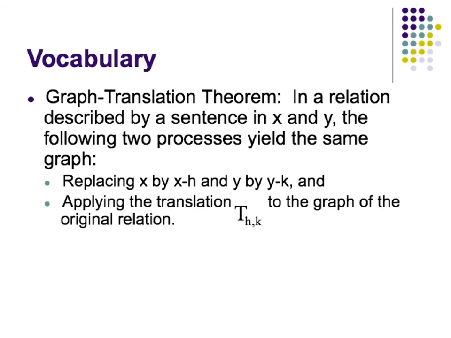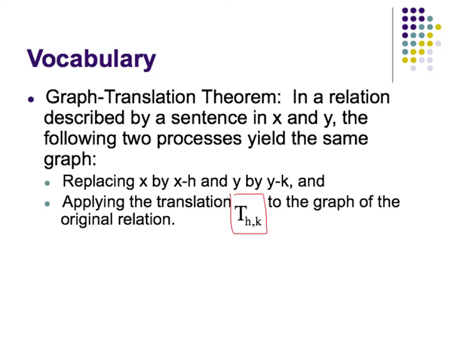The graph translation theorem says, and we learned this through our tasks yesterday, that if you have a relation that shows the relationship between x and y, the following two processes will result in the same graph. If you replace x with x minus h and y with y minus k, what you will have is a translation, h units horizontally and k units vertically.